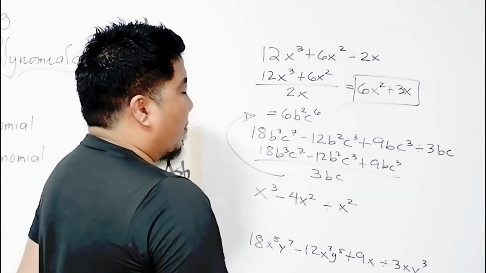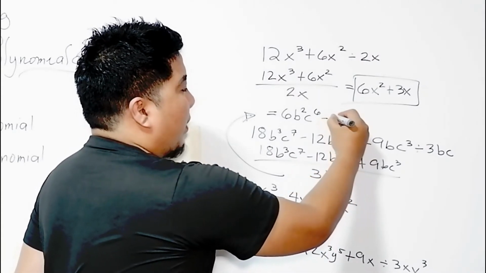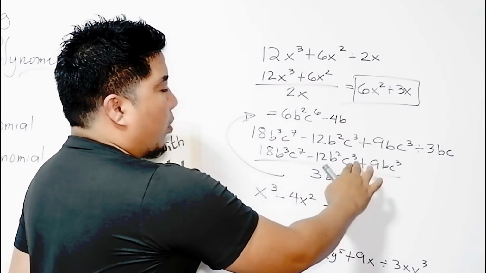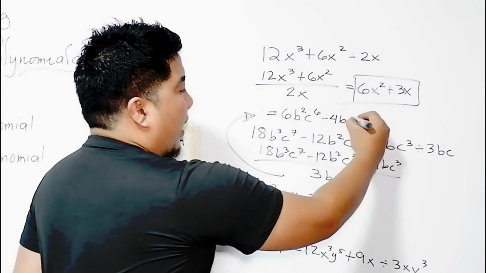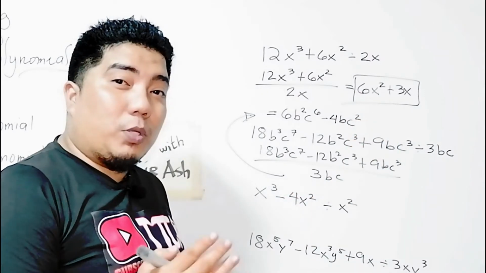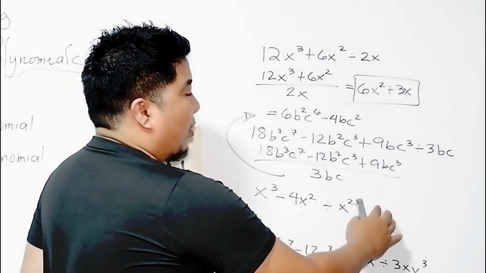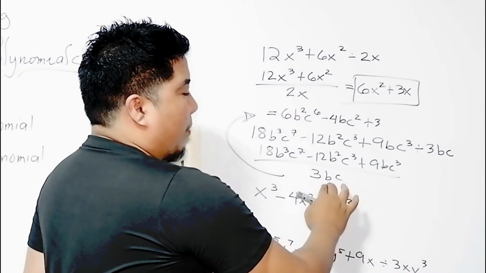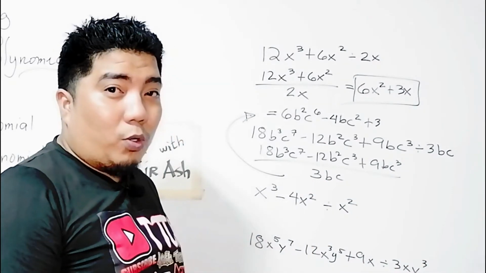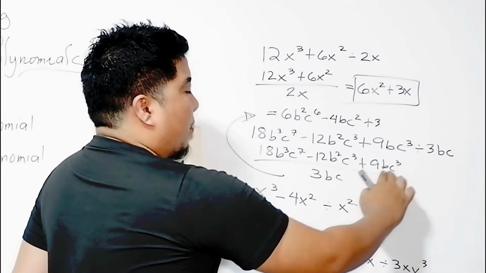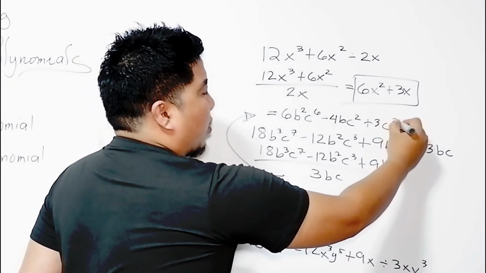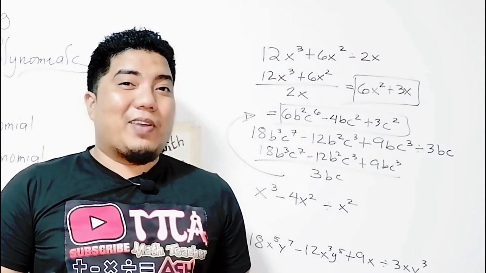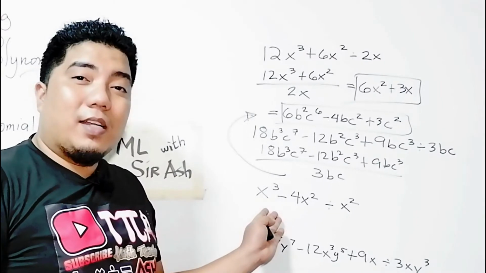Okay, now on the second term, negative 12 divided by 3, that will give me negative 4. B squared divided by b, that is b. C to the power of 3 or c cubed divided by c, that is c squared. I'm finished with my second term. Now, for the last term, positive 9 divided by 3, that is positive 3. B divided by b, then this will be cancelled out. You don't have any b left. C cubed divided by c, and you have c squared. And this will be your final answer. Easy, right? Now, let us go to our third example.